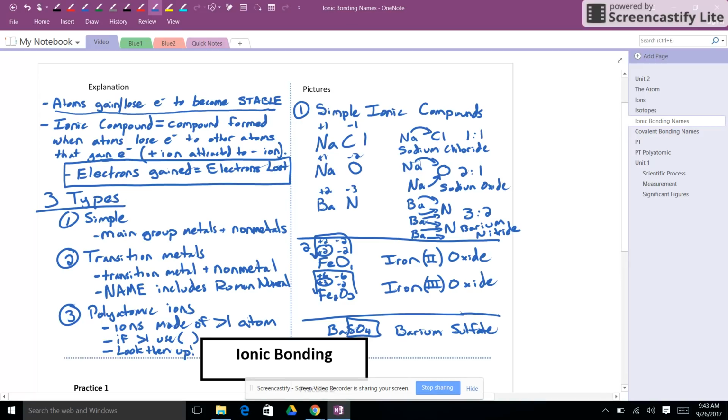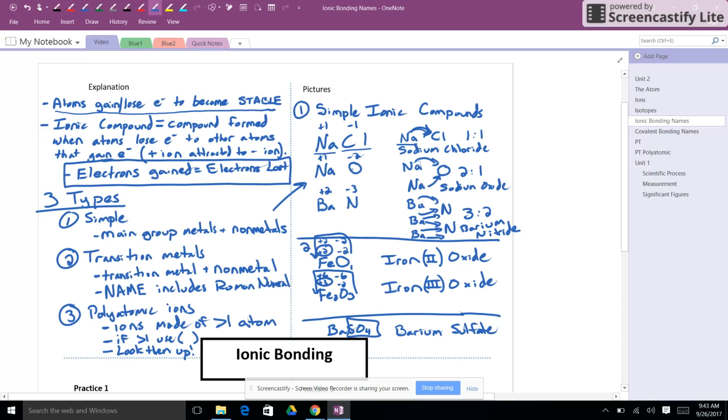Now there's three types of ionic compounds. I'm going to break them up just for explanation purposes. We have simple ones that include main group metals and nonmetals. For a simple ionic compound, we want to make sure the charges are always balanced. For instance, sodium likes to form a +1, chlorine likes to form a -1. The one sodium atom will lose one electron to the chlorine atom. It's a 1-to-1 ratio. In naming this, we just state the metal, sodium, and then state the nonmetal but end in the suffix "ide", so sodium chloride.